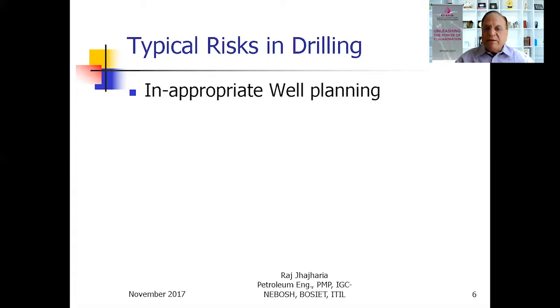Inappropriate well planning. You may have planned, as you know that every well costs money. It can cost as much as $50 million or even more, depending on what type of drilling you are doing and where you are doing. Now, if you are inappropriately planning the well, which location you have to drill, if that location is not properly designed or developed, then you might miss.